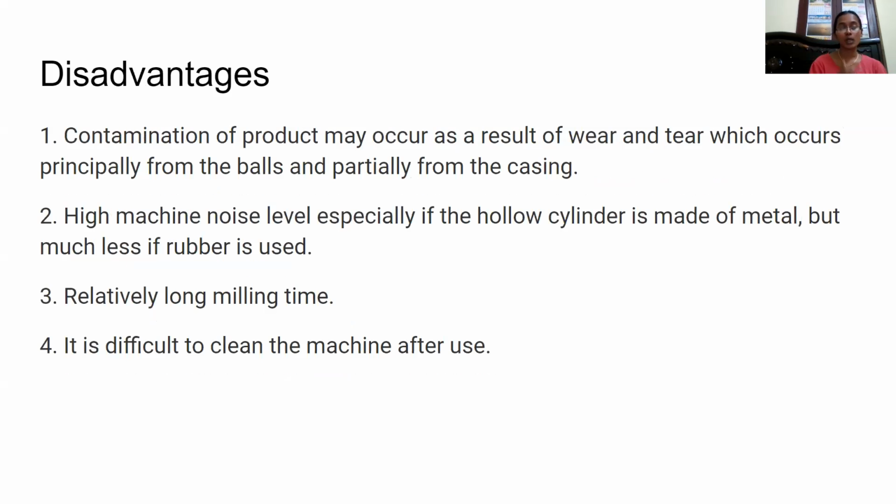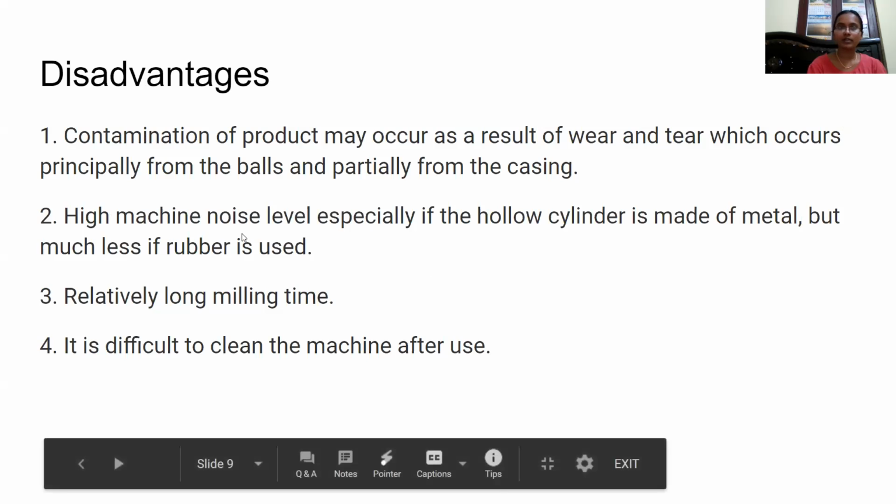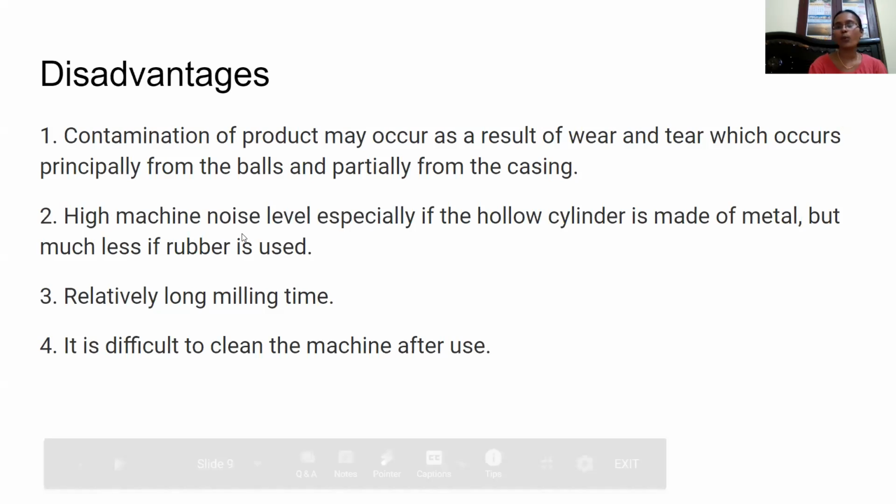Here are the disadvantages of using a ball mill. Contamination of product is the biggest disadvantage of the ball mill. It occurs due to the wear and tear of the ball mill balls, and we experience a high machine noise level if the cylindrical shell is made of metal, but the noise is low if it is made of rubber. And the cleaning of the ball mill is not easy after use.